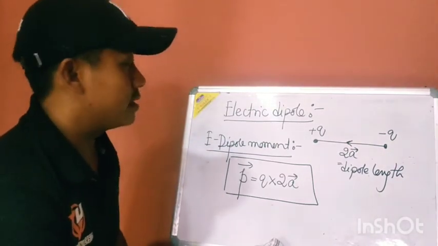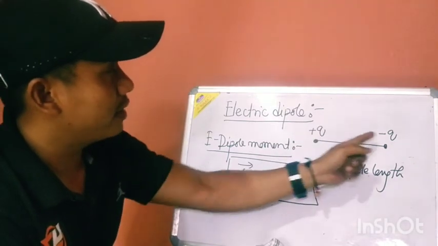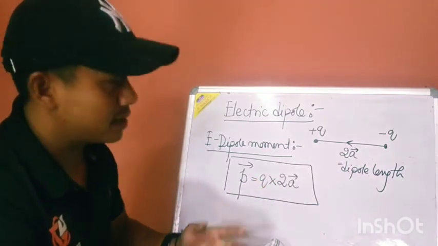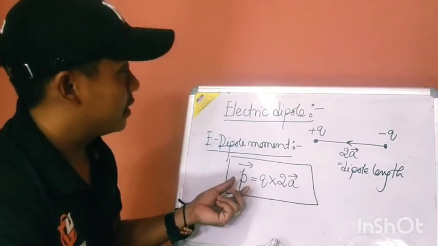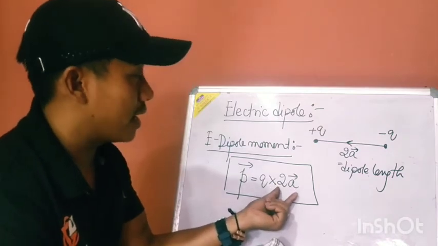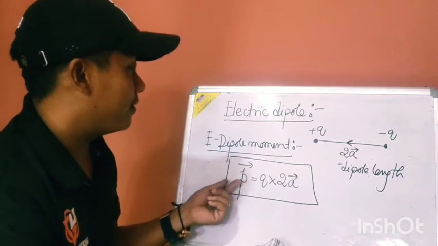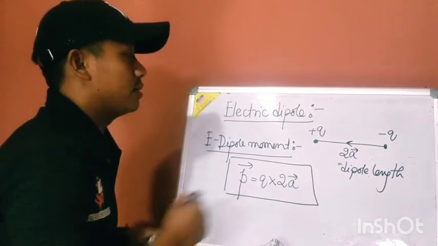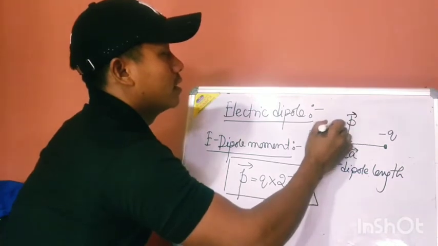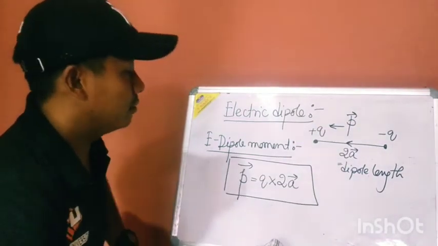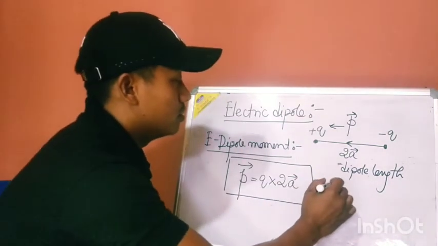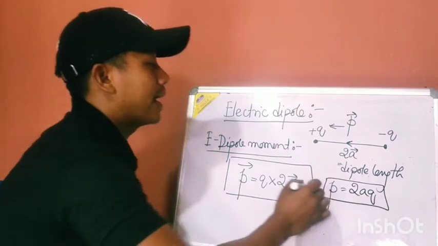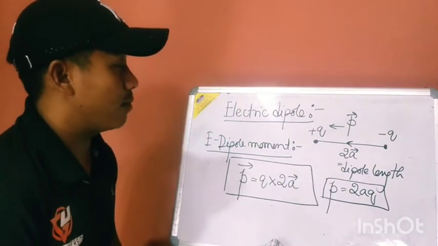An electric dipole moment is defined as the product of magnitude of either charge, that is Q, and the dipole length twice a vector. Obviously, the p vector should have the same direction as twice a vector, so it must also be directed from minus Q to plus Q. If you write only the magnitude, p equals twice a Q. So this is the magnitude of the electric dipole moment.